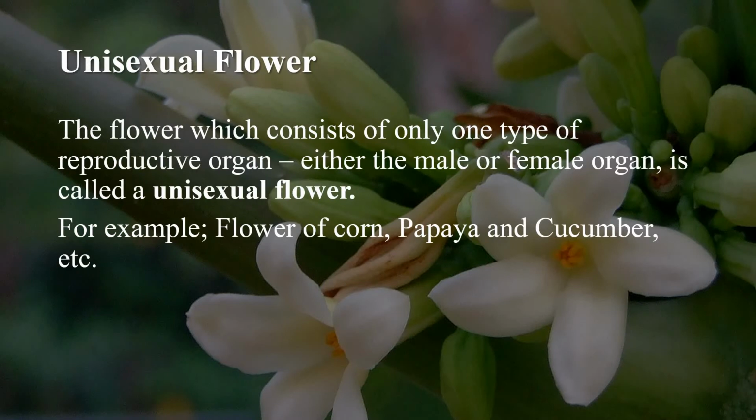First of all, let us understand about the unisexual flower. The flower which consists of only one type of reproductive organ, either the male or female organ, is called a unisexual flower. For example, flowers of corn, papaya and cucumber, etc. Students, you can see on your screen in the background image the flower of papaya, which is a unisexual flower.